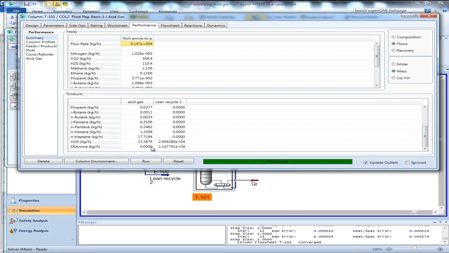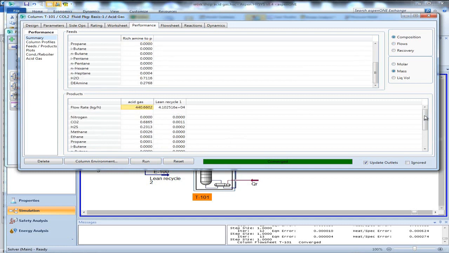So let's see. Okay, if we look at the mass fraction, you can see that there is not much in terms of carbon dioxide and hydrogen sulfide, and this will be about around the input in the lean amine solution at the beginning of the simulation.